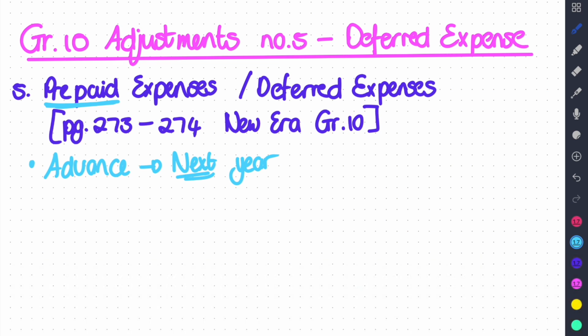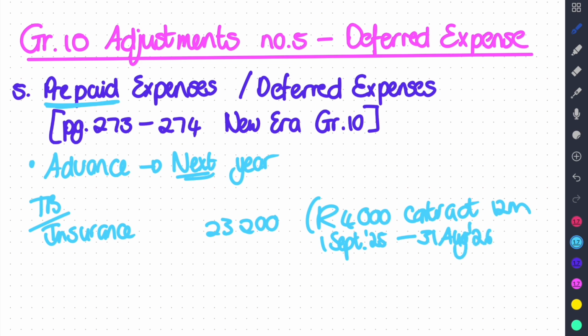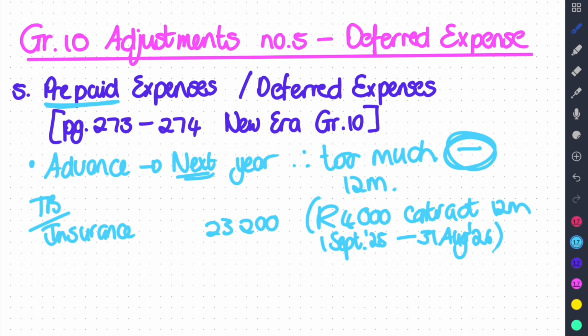So let's use an example. If the trial balance says the insurance up to date, all your insurance altogether for the year, is coming to 23,200. But they mention then in your information that there is 4,000 Rand in there that is for a specific contract that runs for 12 months, if you count the months, from the 1st of September, let's go with 25, to the 31st of August, 26. Now, if you look at your calendar, some of those months fall within the following year. So you paid too much, and you're going to have to remove this from your books so that you can have 12 months according to the matching principle.